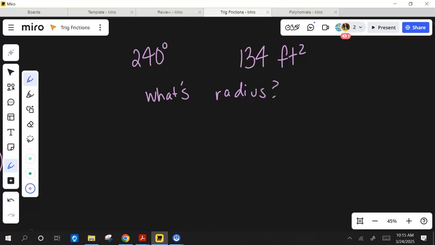Well, this time I'm telling you that the area is this. Theta is this. What's the radius? You have to tell me. Just plug in what you know. You know what the equation is, right? What's the equation for area?